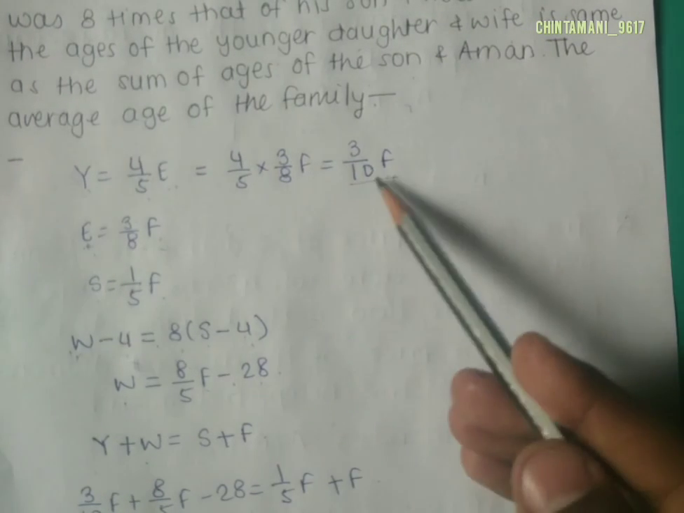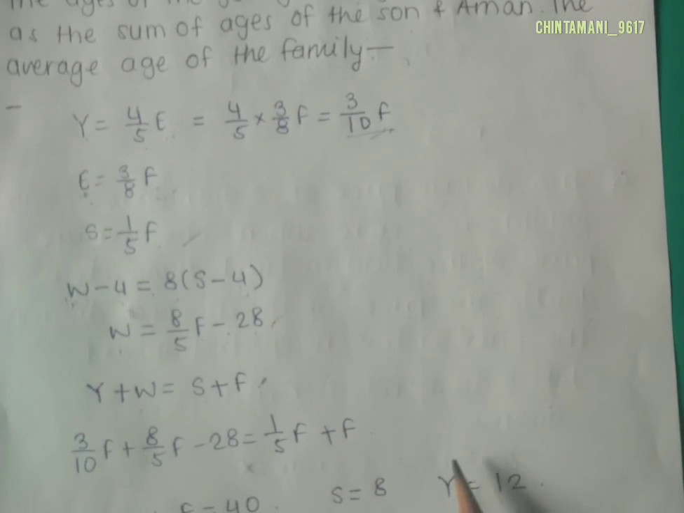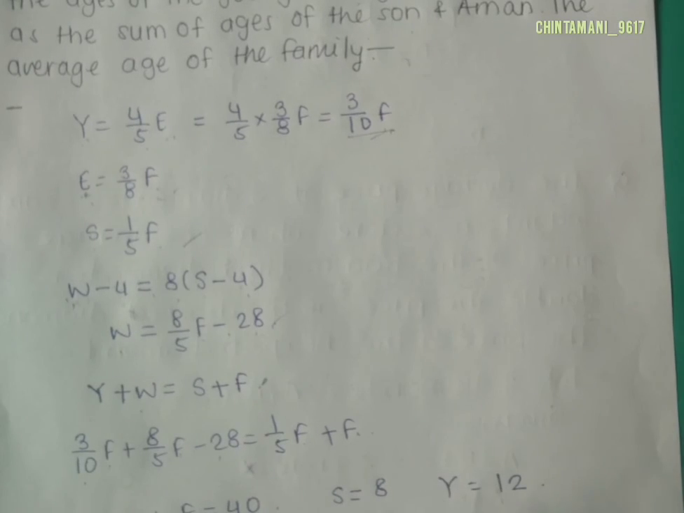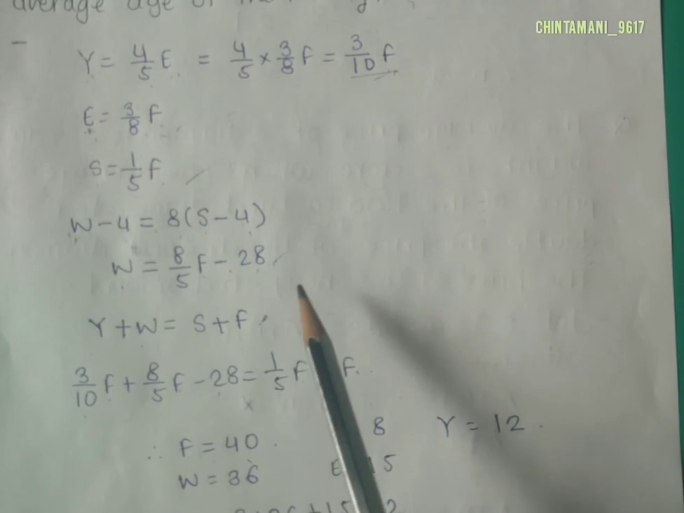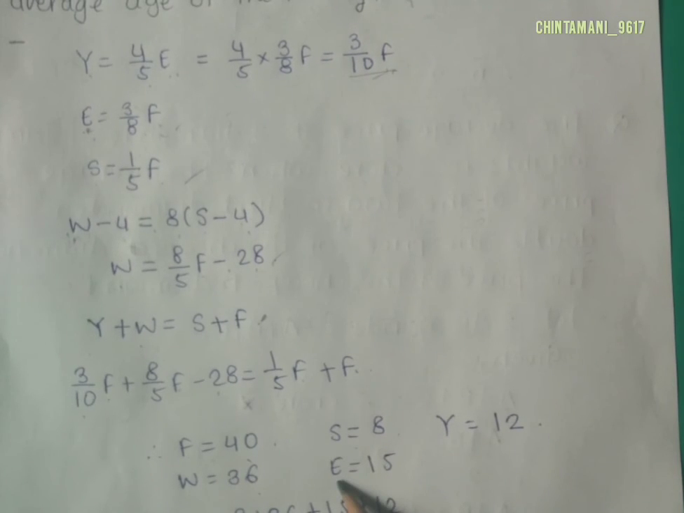Just substitute all these values, 1, 2, 3, 4, in this equation. What will we get? This type of equation: 3/10 of f plus 8/5 of f minus 28 is equal to 1/5 of f plus f. So after solving this equation, we get the value for father, that is 40. By substituting the value of f in all the given equations, we have calculated the values for the wife as 36 years, son as 8 years, elder daughter as 15 years, and younger daughter as 12 years.